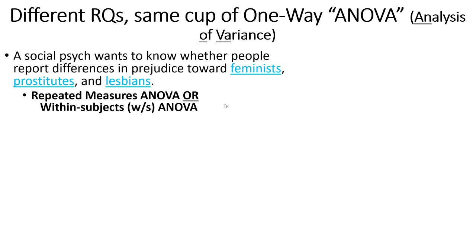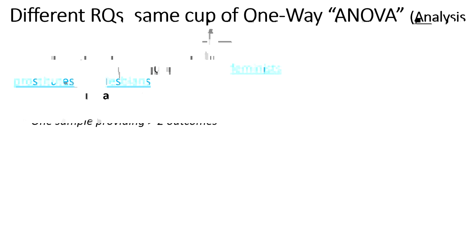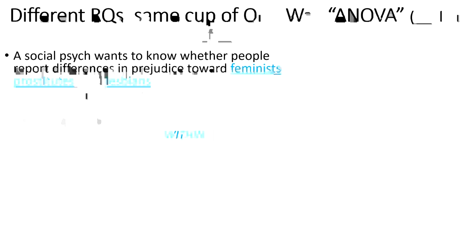So we're conducting a within subjects ANOVA because we have one sample providing more than 2 outcomes. Or another way to think about it is that we're comparing more than 2 outcomes within the same group of people. That's why the within subjects part makes sense to me, because I can help remember that this is within subjects because we're comparing more than 2 outcomes within the same group of people.